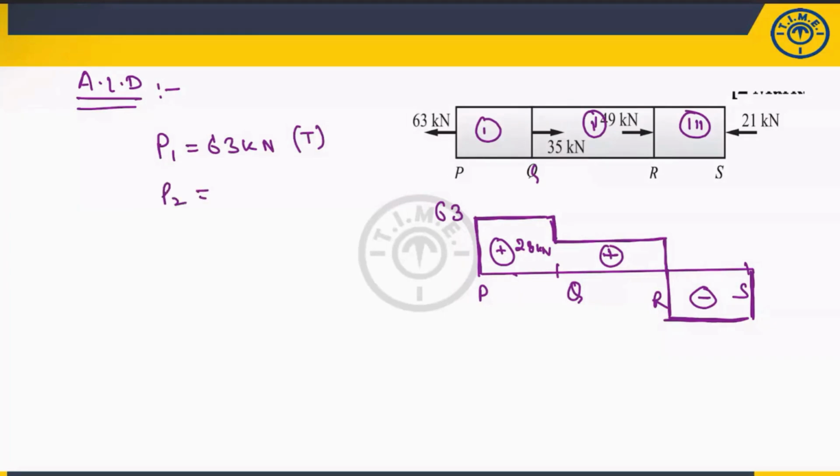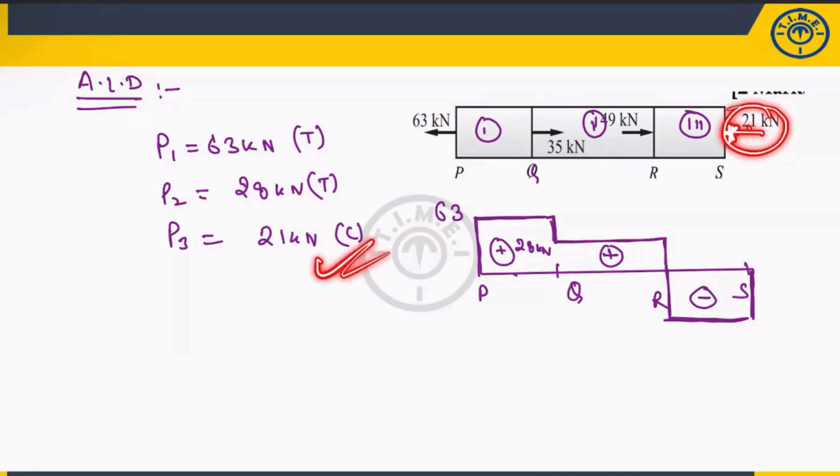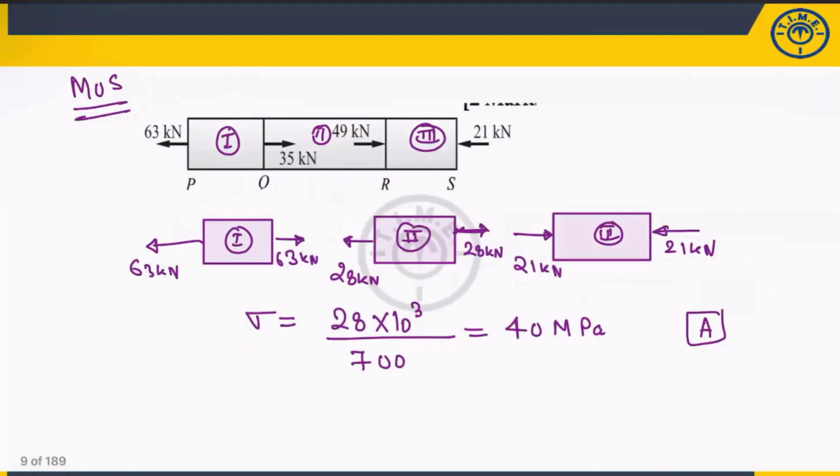P2, because it is very easy. This is positive, this is also positive. So can I write 28 kilonewton tensile? And P3 is nothing but 28 kilonewton compressive. Or you can see from here also it is trying to compress, then definitely it will be compressed. So that means either you can use axial load diagram or method of section. But I just want to know from your side, in which method you are feeling like it is easy. Or if you understood both the methods, then it will be fine.